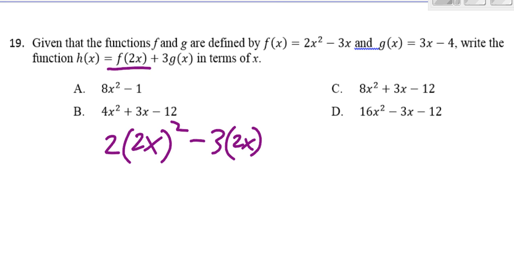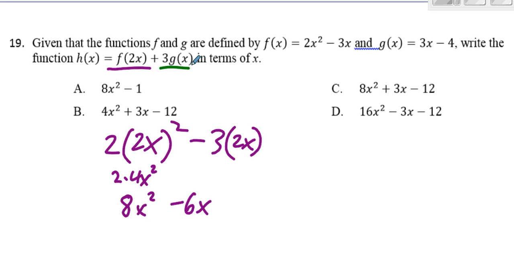We can simplify this out. So exponents before you multiply. 2x squared is 4x squared. Times the 2 makes 8x squared. And then multiply 3 times 2, you get negative 6x. That's all for our f of 2x part.